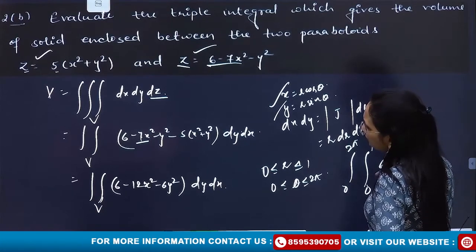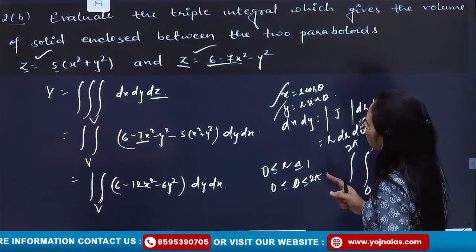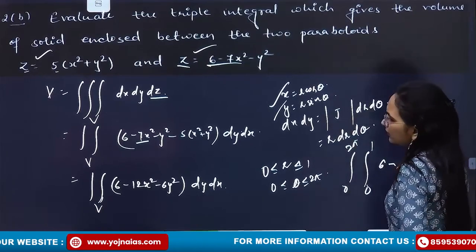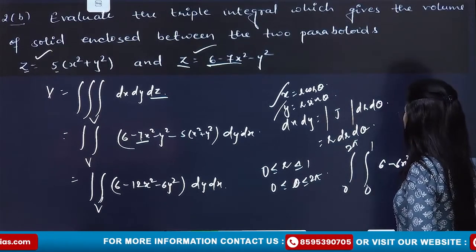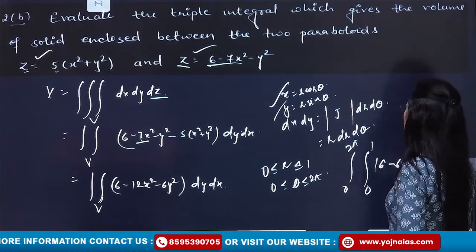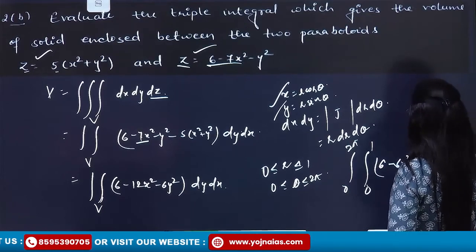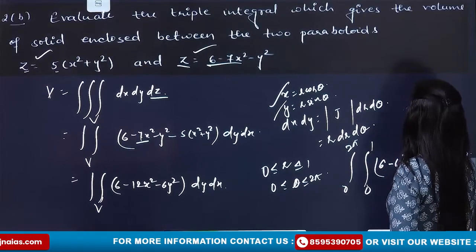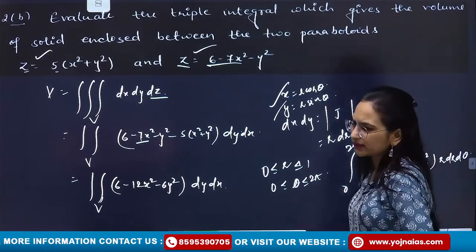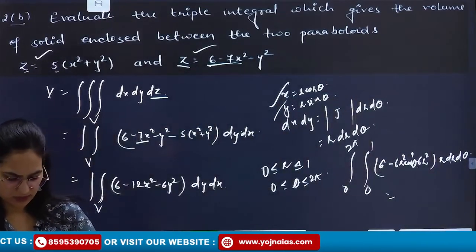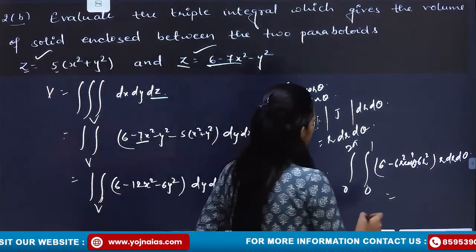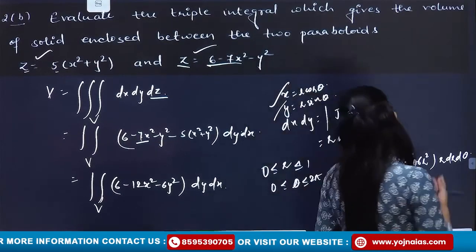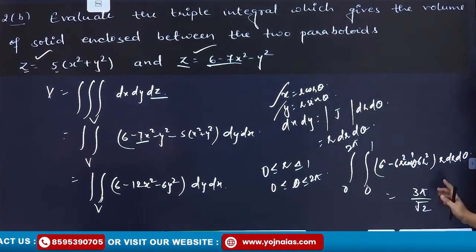Put all these values, you get minus 6r square, what will it be, 7 and 5 is 12. Minus 6, and minus 6r square times r dr dtheta. Convert the x square as well into r: in the place of x we have put r square. Now calculate, you would get the answer. So let me tell you the answer is 3 pi by root. That I have calculated, but there may be some mistakes. So if you get different answers, then check it once.